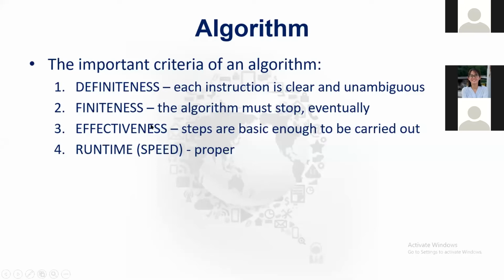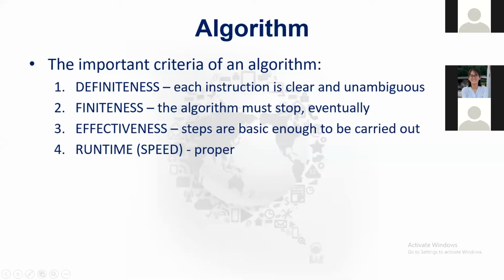Then what about finiteness? Finiteness is that the algorithm must stop. Because if you are giving instructions where you keep turning around and there's no stopping, of course it is not a very good algorithm, right? And also effectiveness, which means the steps are basic enough to be carried out.